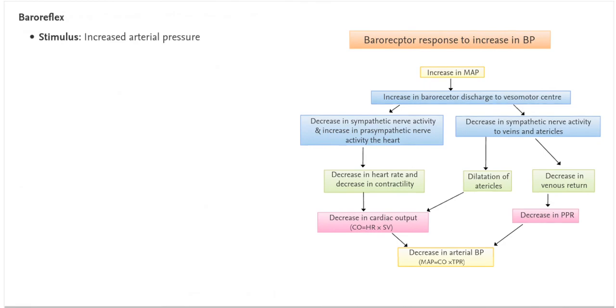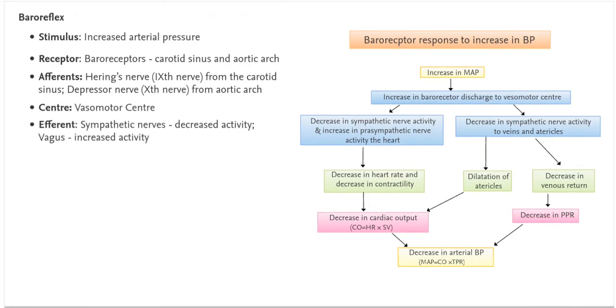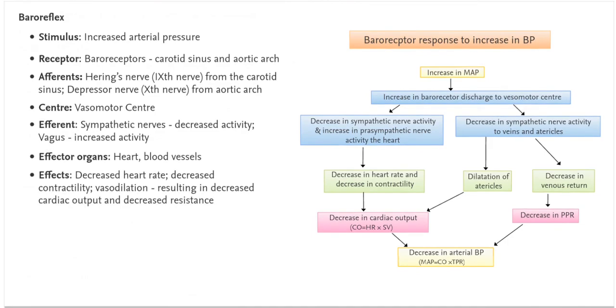Baroreflex. Stimulus: increased arterial pressure. Receptor: baroreceptors, carotid sinus and aortic arch. Afferents: Herring's nerve, ninth nerve, from the carotid sinus; depressor nerve, tenth nerve, from aortic arch. Center: vasomotor center. Efferent: sympathetic nerves, decreased activity; vagus, increased activity. Effector organs: heart, blood vessels. Effects: decreased heart rate, decreased contractility, vasodilation, resulting in decreased cardiac output and decreased resistance.